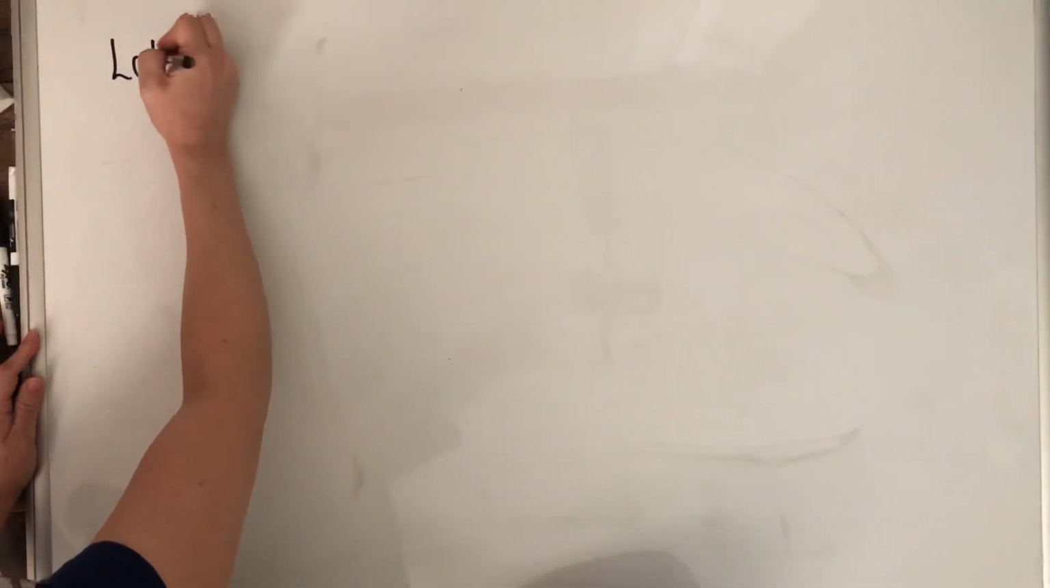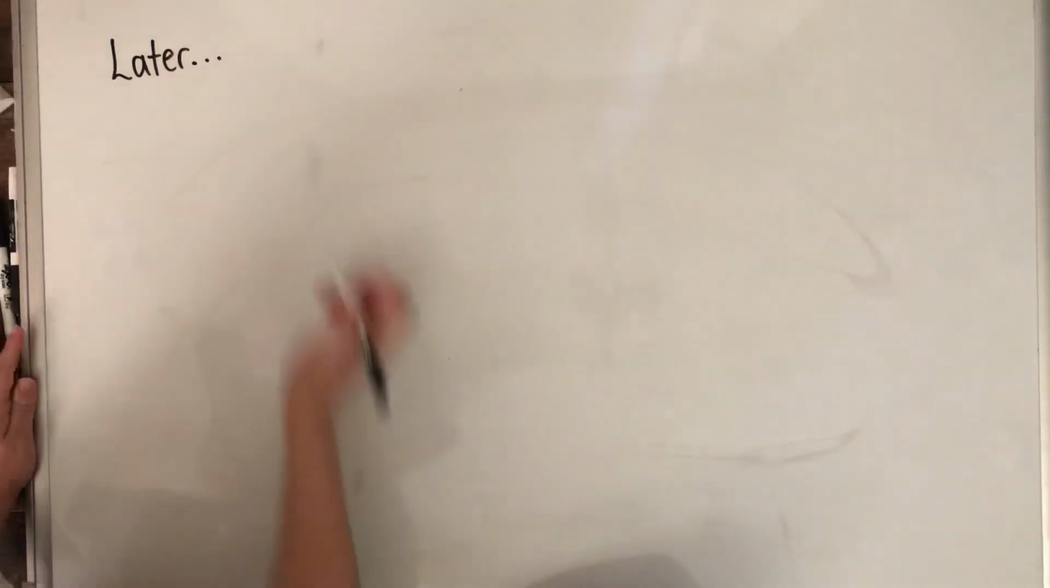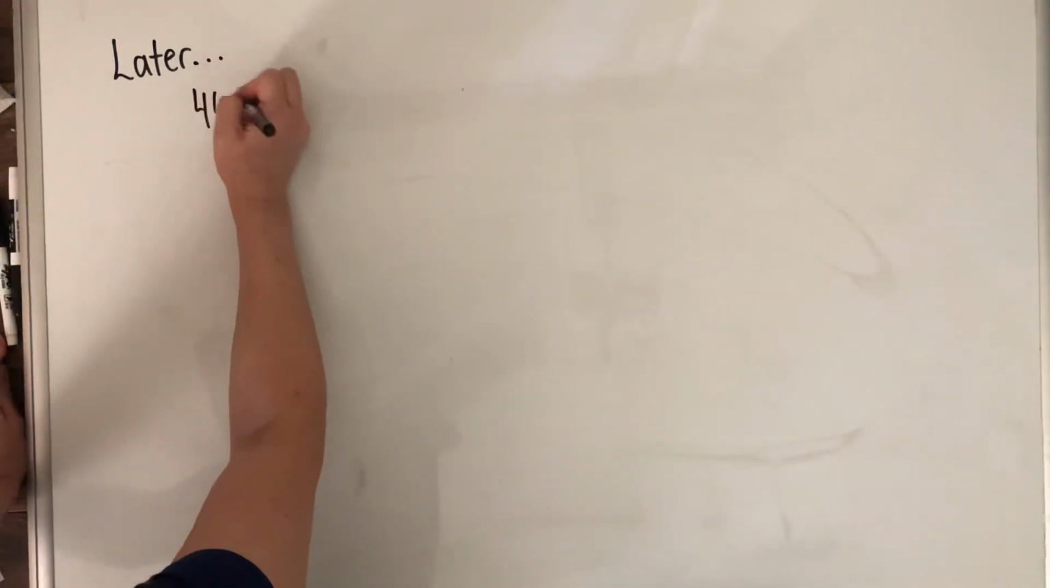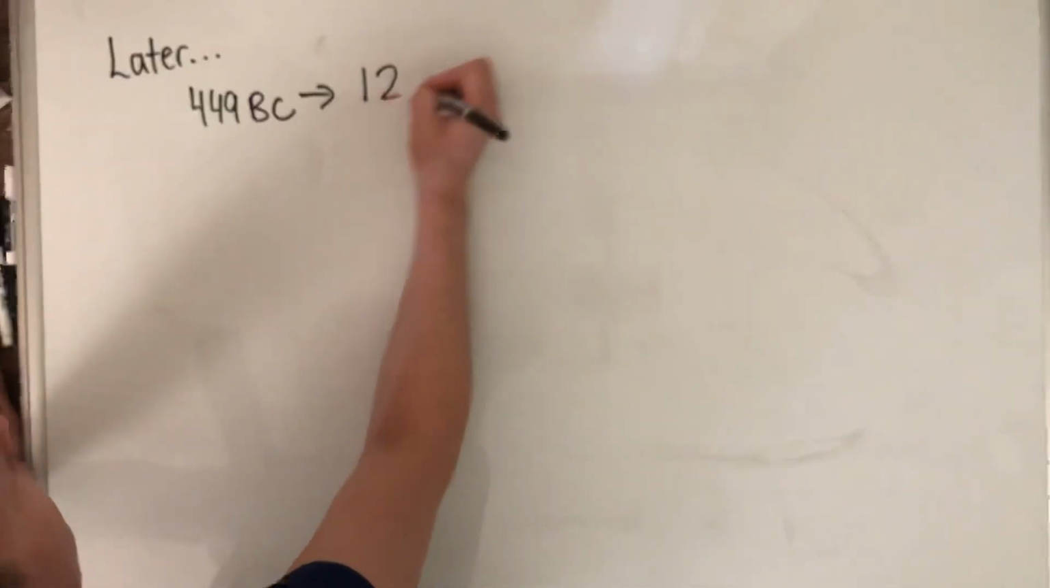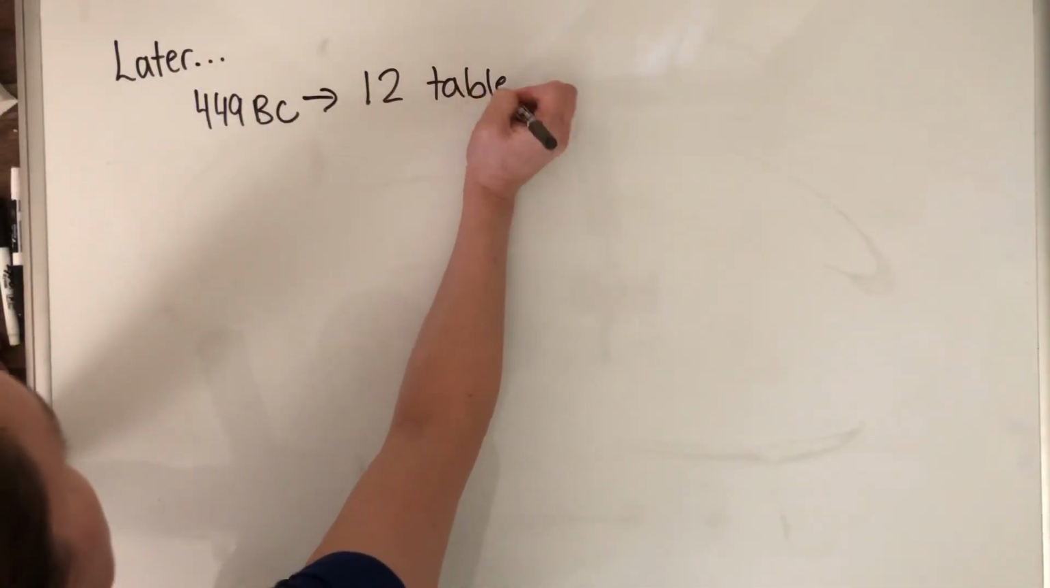Let's see if we can get this left. All right, so we're going to kind of go forward a little bit. Years are passing and this is how things are changing. In 449 BC, we have the establishment of the 12 tables, okay?